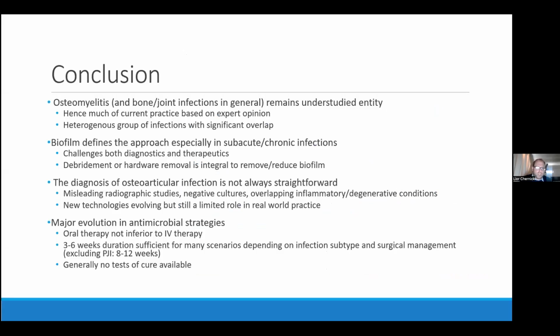So in conclusion, osteomyelitis and bone and joint infections in general remain understudied. So much of the current practice is based on observational data and expert opinion.